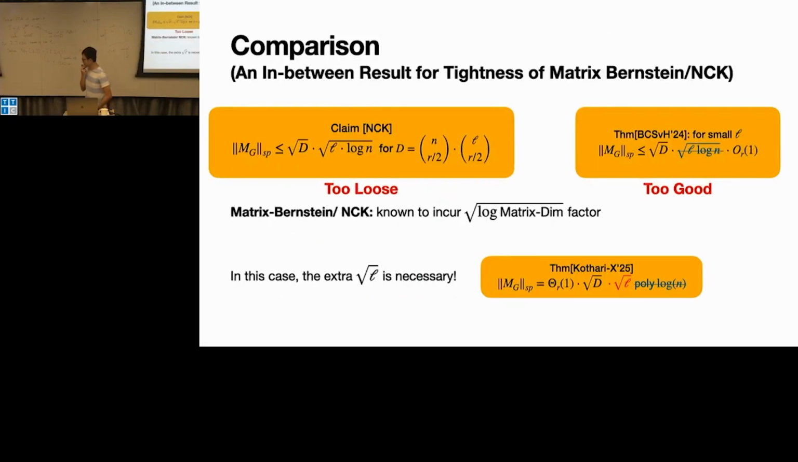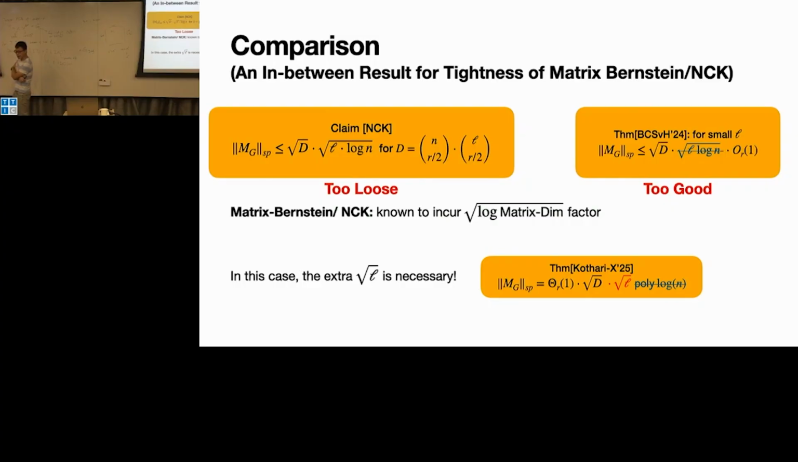Our result is also interesting coming from random matrix theory. If we compare our bound to the classical NCK inequality and the improved bound obtained by Bandeira and co-authors last year, usually we expect matrix Bernstein or NCK to be lossy in the square root log matrix dimension factor. And we are confirming that, indeed, it's true here: the square root log matrix dimension factor is needed.